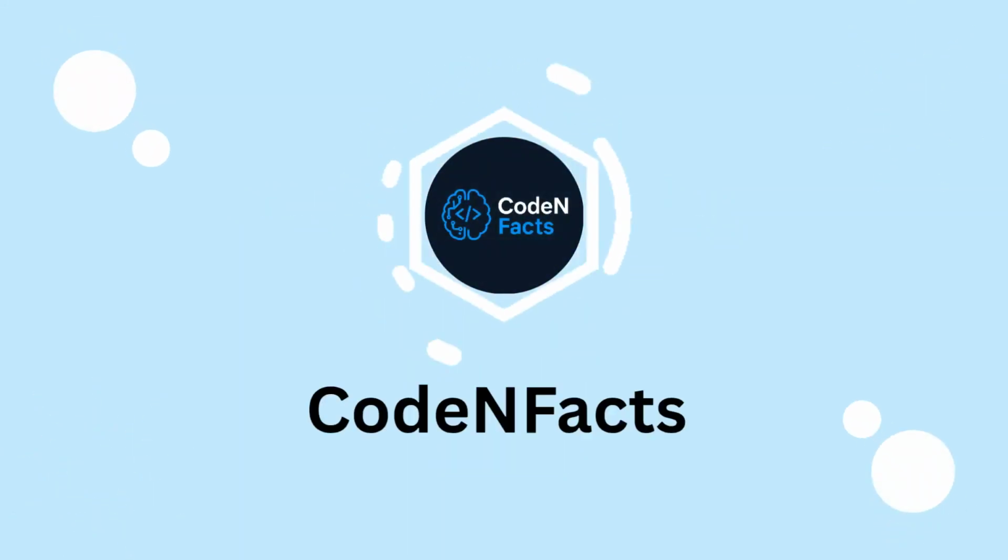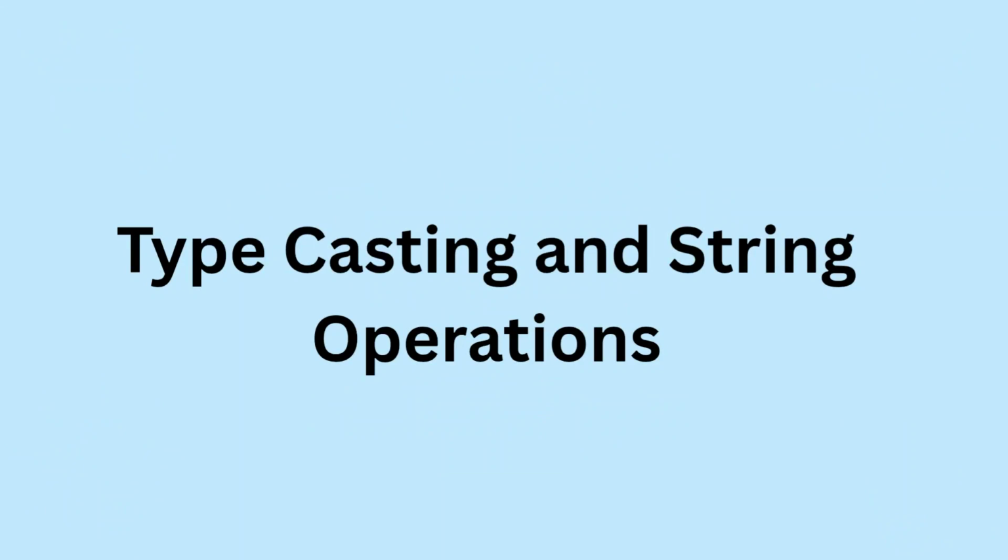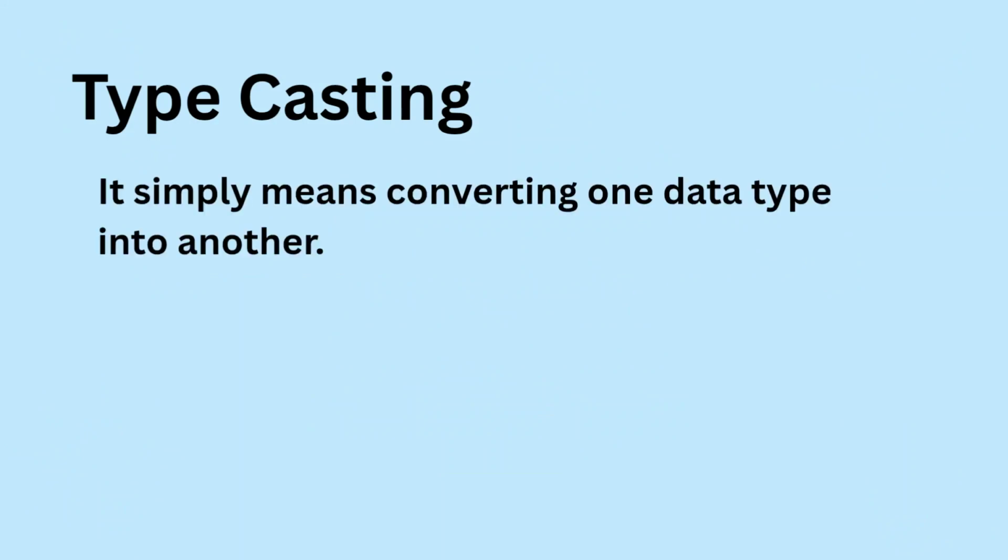Today we are diving into one of the most useful and fun concepts in Python, that are typecasting and string operations. Let's make this super simple and fun. First one is typecasting, also called type conversion. It simply means converting one data type into another.